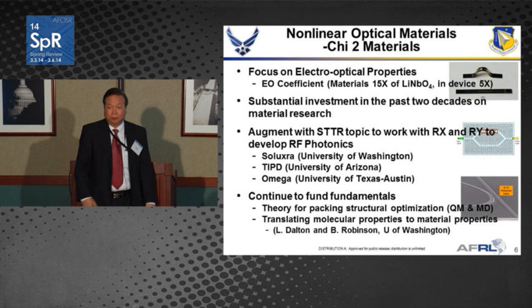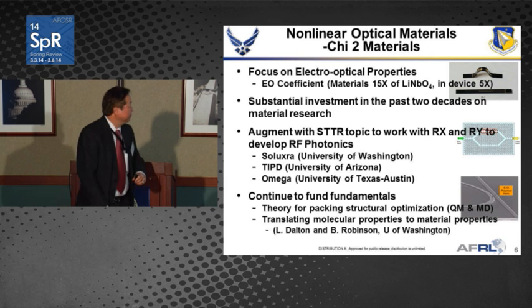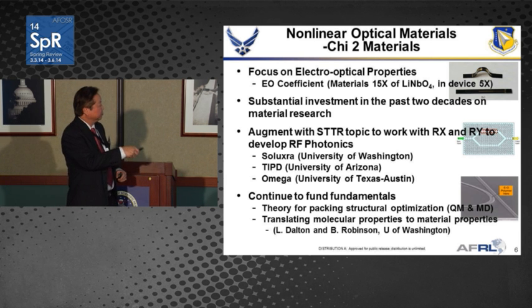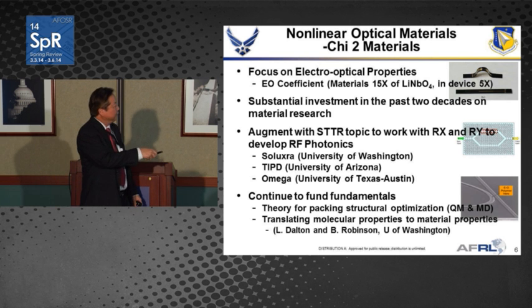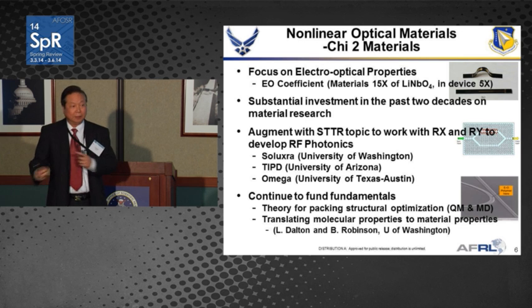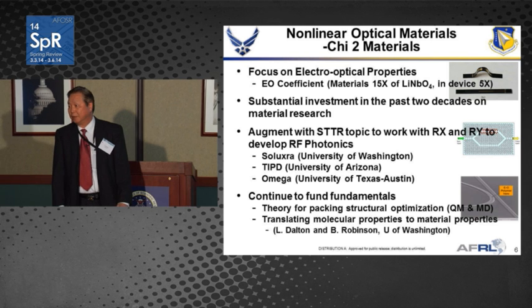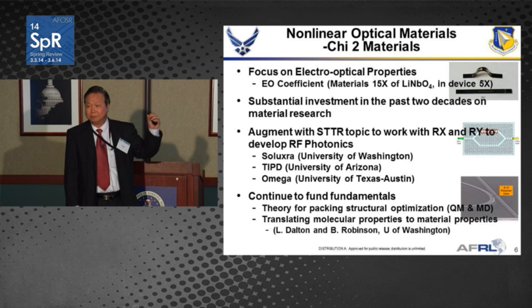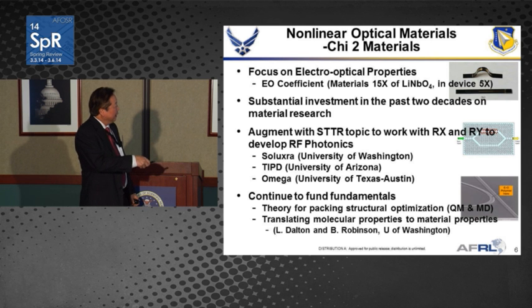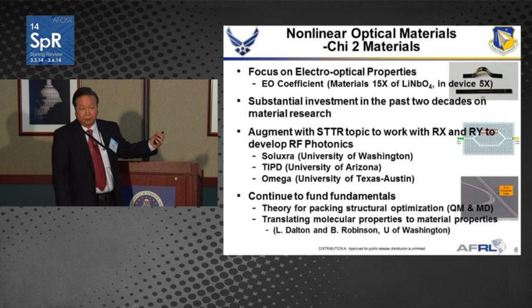So for the Chi2 material, this is an area that we have been investigating for a long time, the electro-optic polymers. And we have made a lot of progress in this area. As a matter of fact, the material right now, as a thin film, is 15 times better than lithium niobate. But when you put it into the device, because of the poling structures and so forth, we can only achieve 5x of lithium niobate. Even that would be a big improvement over the current technology. And right now, we use STTR in order to augment this area.